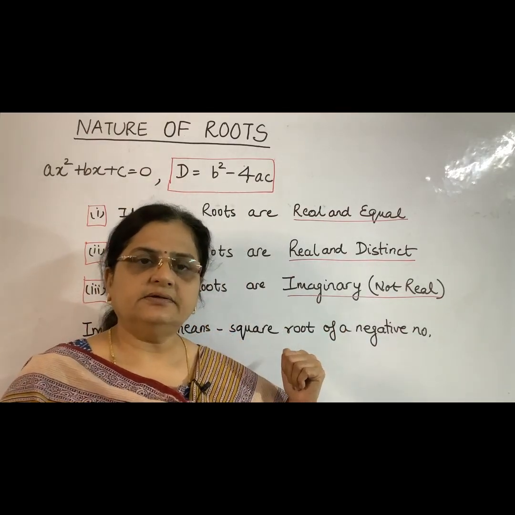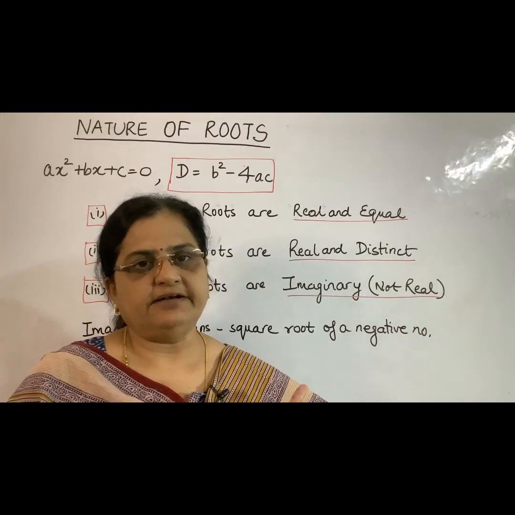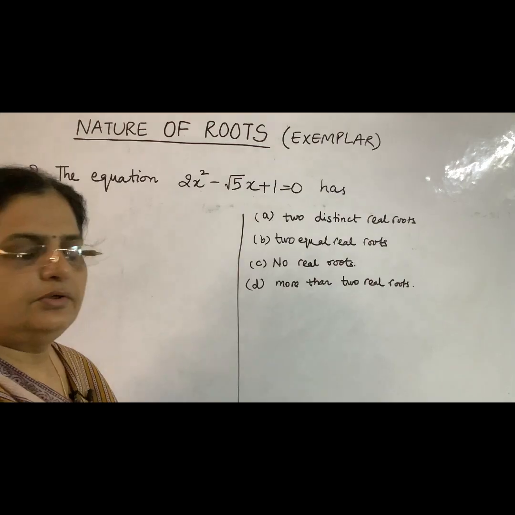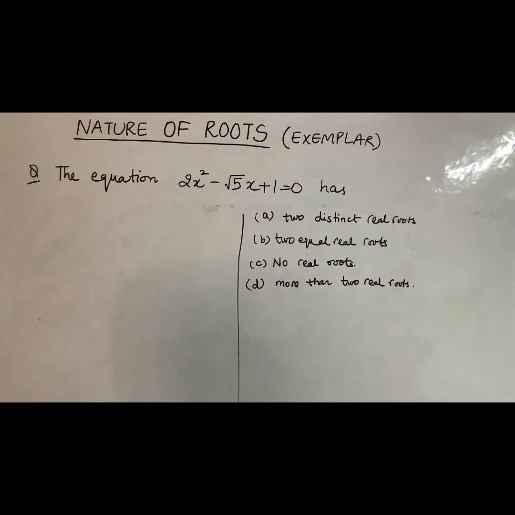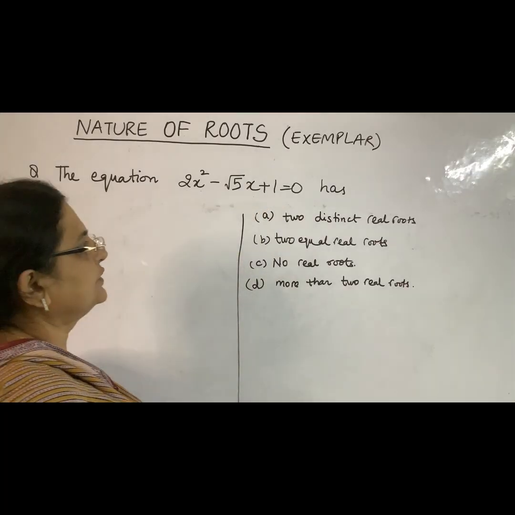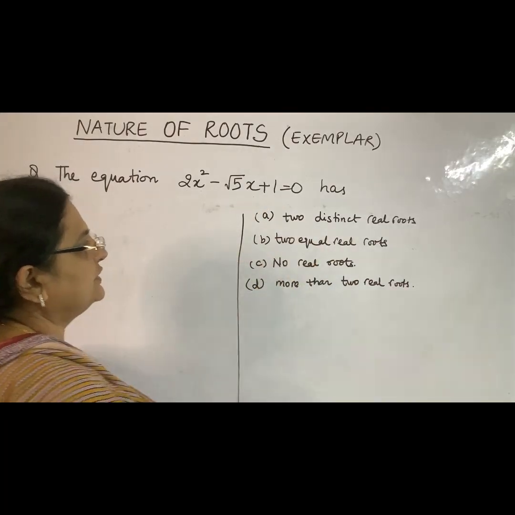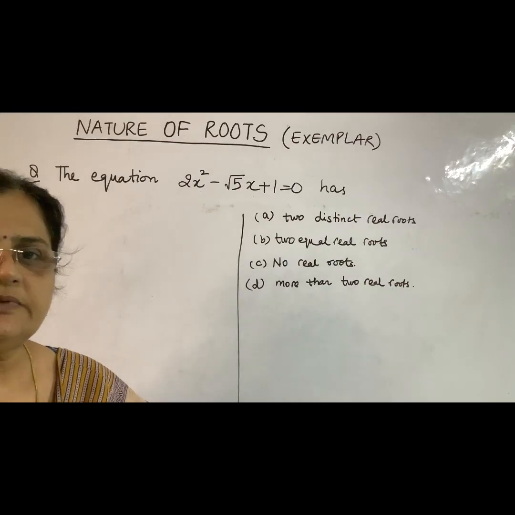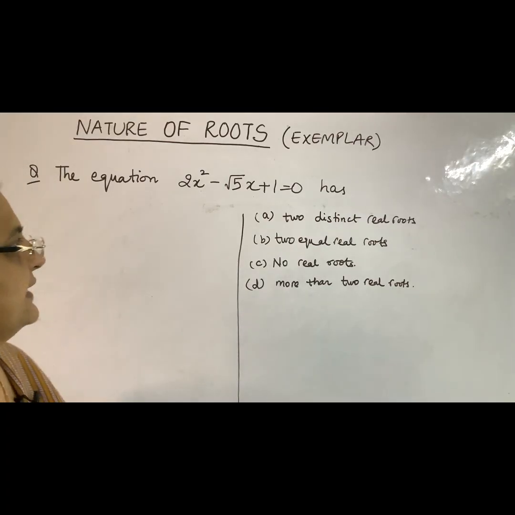Keeping this in mind, we will solve some questions and find out the nature of the roots of a given quadratic equation. The question says the equation 2x square minus root 5x plus 1 is equal to 0 has: two distinct real roots, two equal real roots, no real roots, or more than two real roots. So this is a multiple choice question which can appear in the exam.